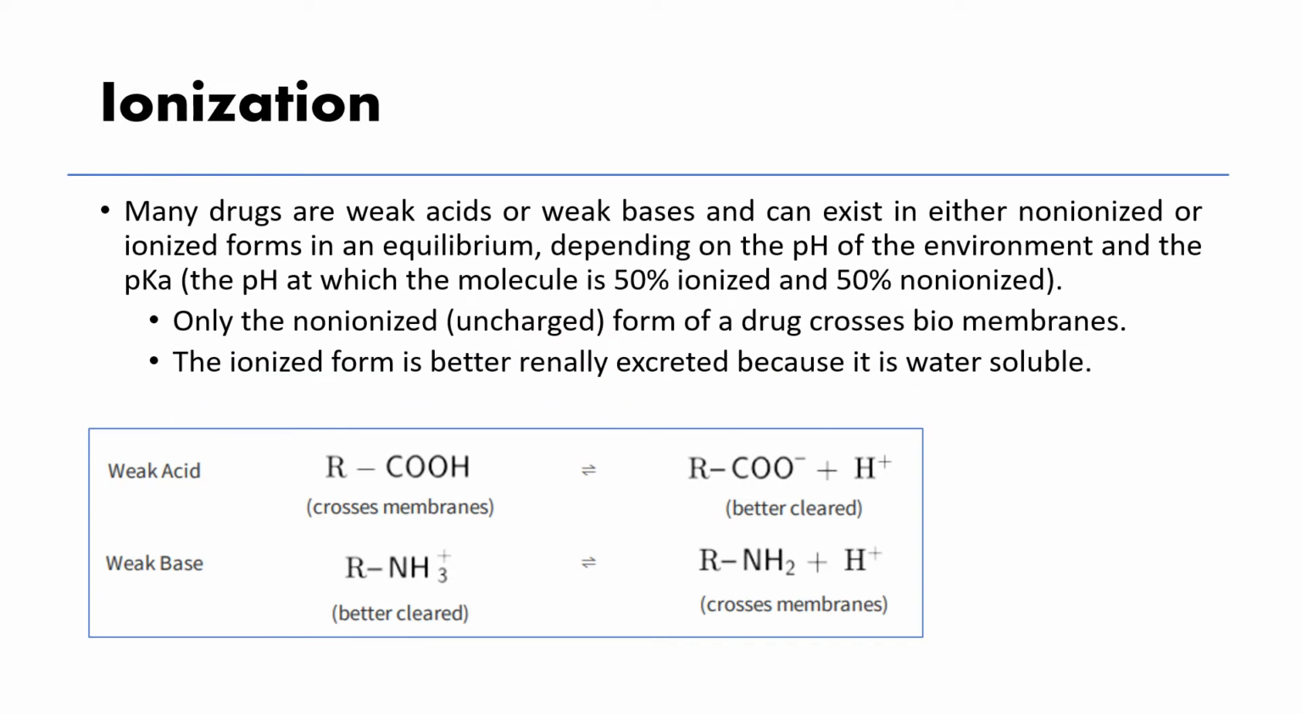Next is ionization. Many drugs are weak acids or weak bases and can exist in either non-ionized or ionized form in equilibrium depending on the pH of environment and the pKa value. Only the non-ionized or uncharged form of a drug crosses the biomembrane, whereas the ionized form is better renally excreted because it is water soluble. So, for weak acids and bases, ionized is equal to water soluble drugs and non-ionized is lipid soluble drugs.